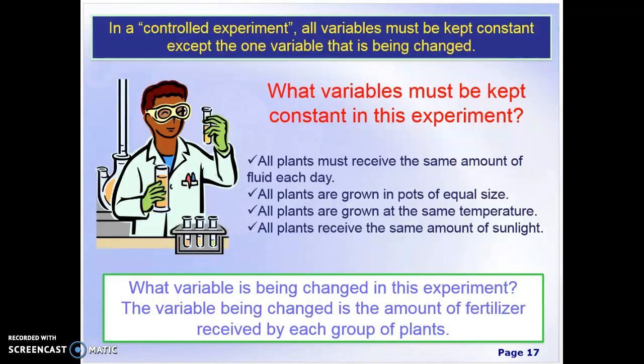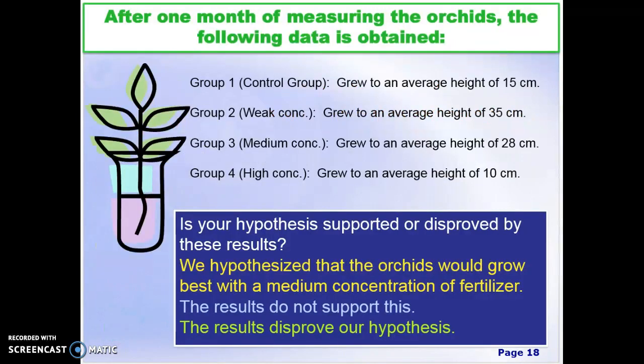The only thing we want to change is the amount of fertilizer. Everything else needs to be the exact same. So when you're doing an experiment, whatever your independent variable is that you're changing, keep everything else the same so we know which one it is.